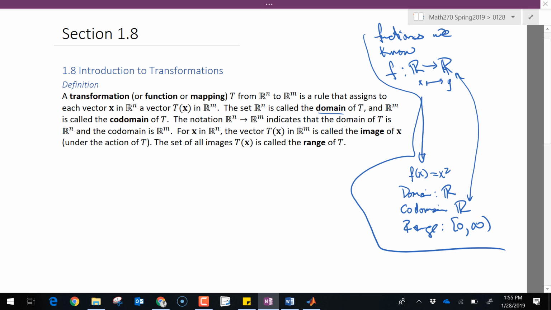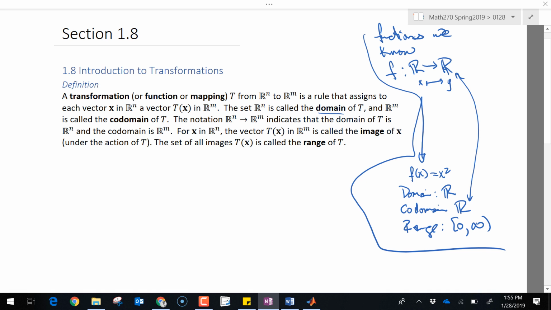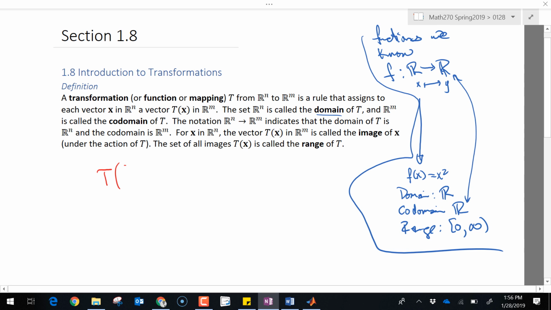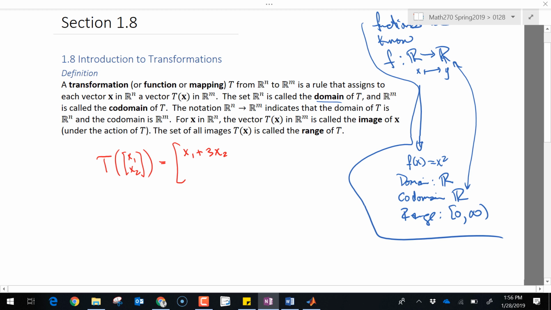So let's take a look at what this means for us in R^n business. Let's make up an example of a function T that takes in something from, let's say, R2. I'm in R2 here because I have a vector that has 2 components. And then let's send it to something in R3. So I'll say x1 plus 3x2, cosine of x1 and x2 plus e to the x1 power is an example of a transformation.